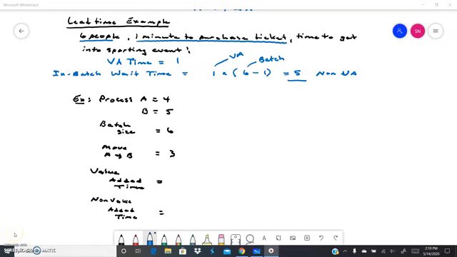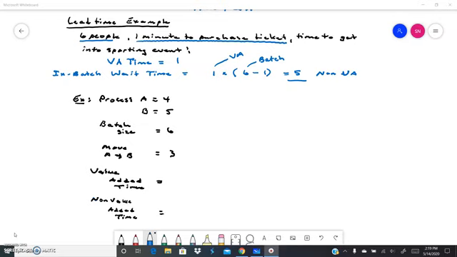So this is chapter 27.2, part 2. And we were just discussing the lead time example. And again, we were talking about a group of 6 people entering into a sporting event together as one group. It takes 1 minute to purchase the ticket.